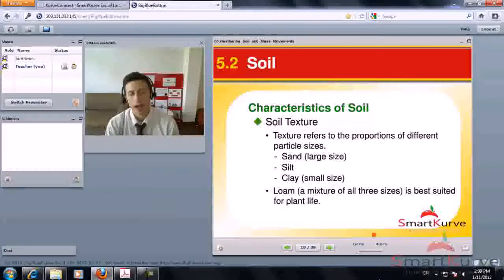Let's think about why that is. Why would we want a mixture? Why would we want a lot of different sized particles in our soil? Well, think about it. With sand, we have large particles. So there's going to be a lot of space in between those particles.